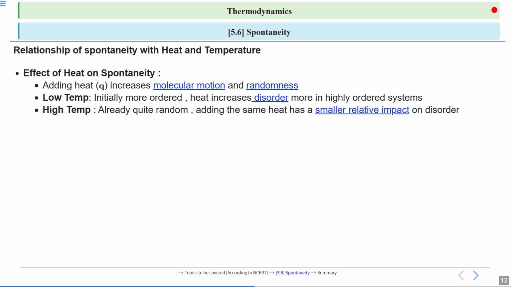And you can apply the same logic to high temperature. What can you think of? You can think of water. If you supply heat to water, it will not convert into the gaseous phase easily, right?